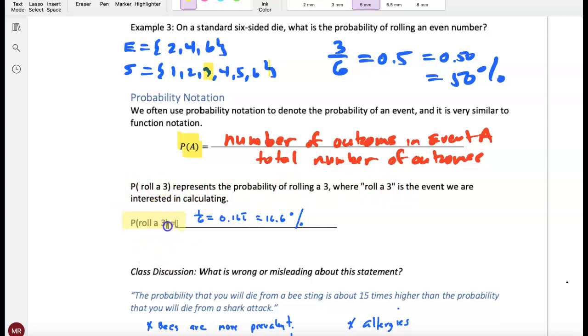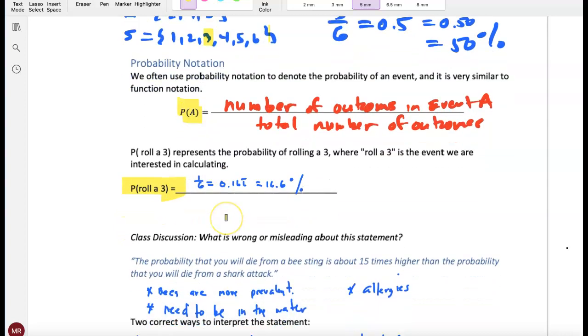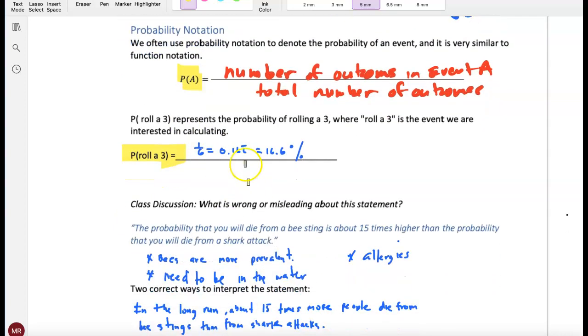And notice the shortcut notation. Instead of writing out, what's the probability of rolling a 3, we can say P(roll a 3), and then generally know what we're talking about. And 1 out of 6 turns into a decimal, and we know it's about 16.6%. So keep in mind, which one do we use? They're all correct, all these representations. It's just which one makes more sense to you, and which one makes more sense to the person you're trying to communicate this to.